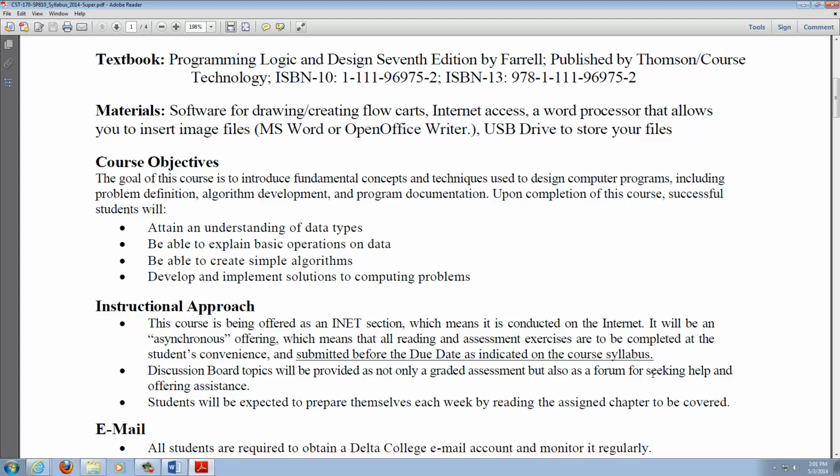So please, I'm going to emphasize this throughout the term. Stay on task.